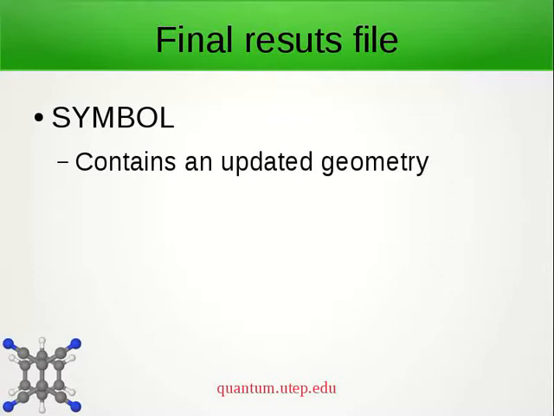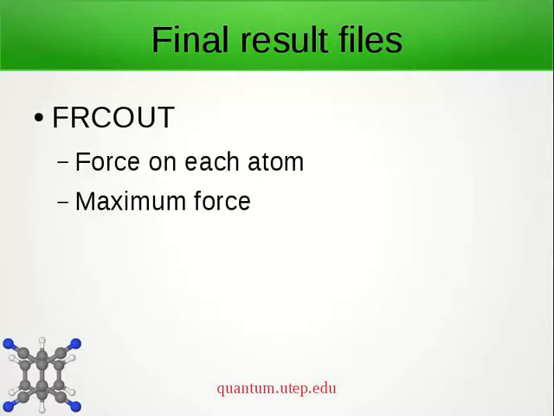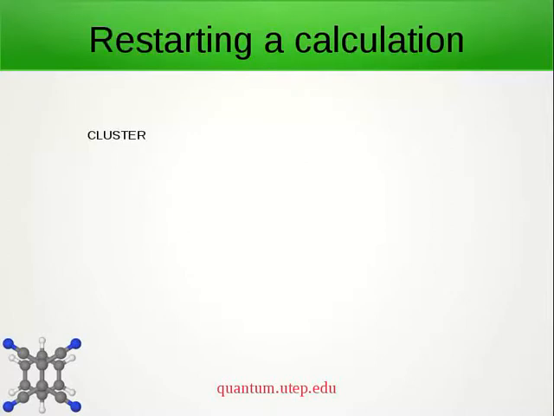FRC out contains the force on each atom and the maximum force, that means which atom contains the maximum force on it. At the end, of course, these forces are calculated. So whenever you're restarting a calculation, as I said, you don't necessarily do it from the cluster file. You actually need the symbol file, which contains the geometry. You need ISIMGen, which contains the basis set information. You need grpmat and RepMat, the group rotation matrix and the representation matrix. That will no longer require the cluster file to be present in the directory.